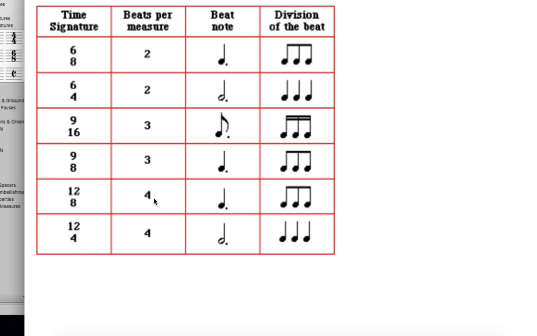12/8, there's going to be 4 dotted quarter notes because there will be 12 of these. Because here's another way you can think about this. This 3 eighth notes times 3, times 4, equals this top number, right? So 12 eighth notes. Same deal here. 12/4 would be 4 groups of 3 quarter notes or 4 dotted half notes, because each one of these equals 3 of those. So a couple different ways to look at it.